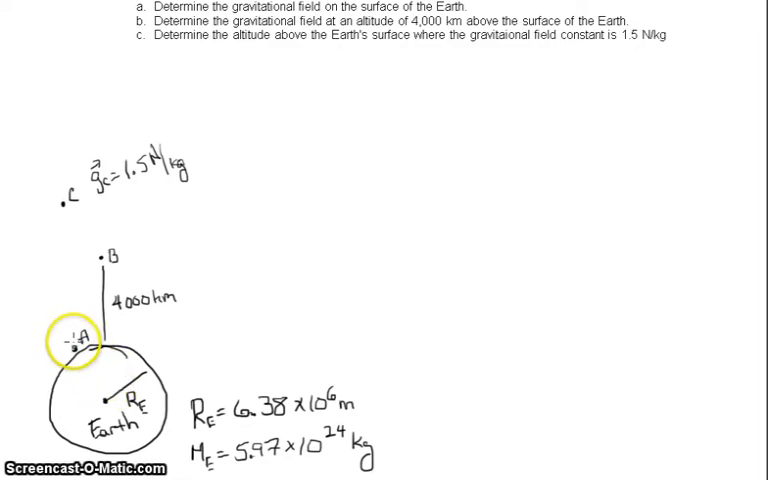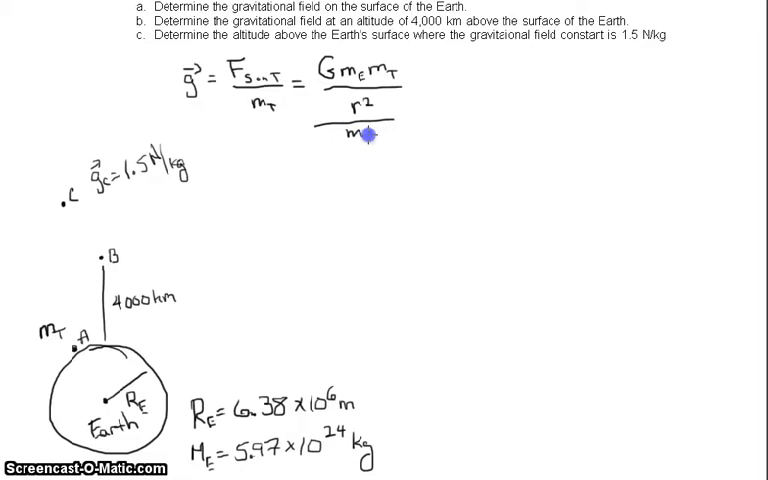So if we look at A, we take A to be essentially the surface of the Earth. Remember, we have to place a small test mass there. We take the operational definition of the gravitational field, which is g equals the force of the source, in this case the Earth, on the test mass, divided by the test mass itself. Well, this force is a gravitational interaction between two objects with mass. So it's G times the mass of the Earth times the test mass, divided by the distance between them squared, divided by the test mass.